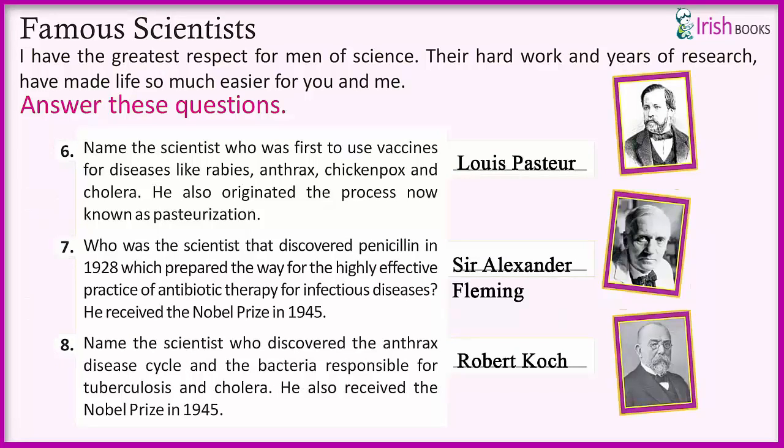6. Name the scientist who was first to use vaccines for diseases like rabies, anthrax, chickenpox, and cholera. He also originated the process now known as pasteurization. 7. Who was the scientist that discovered penicillin in 1928, which prepared the way for the highly effective practice of antibiotic therapy for infectious diseases? He received the Nobel Prize in 1945.